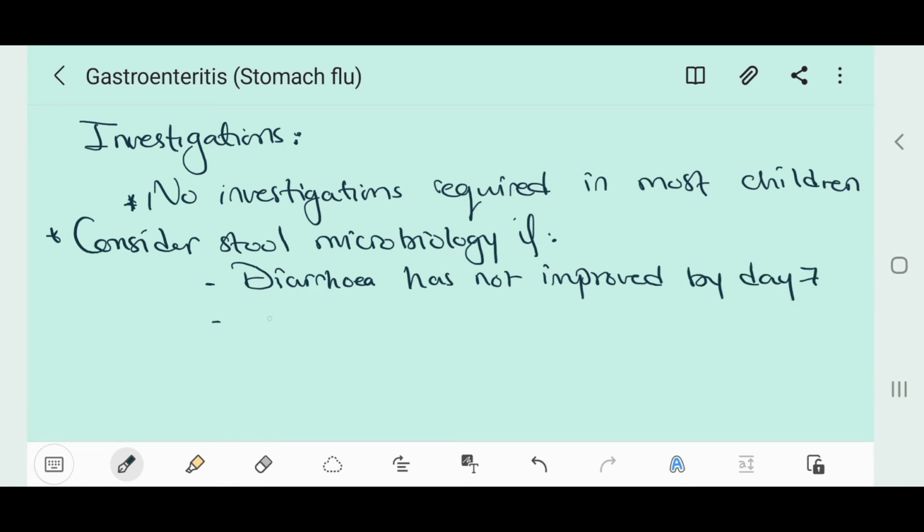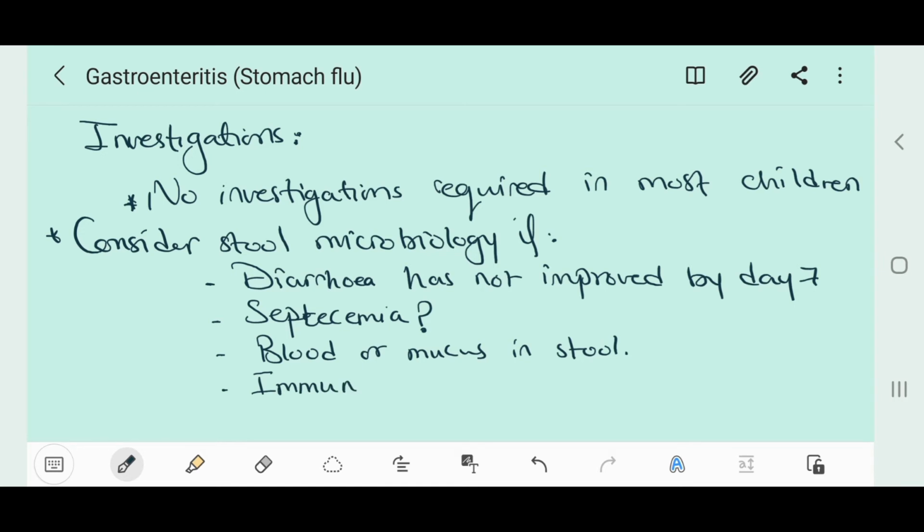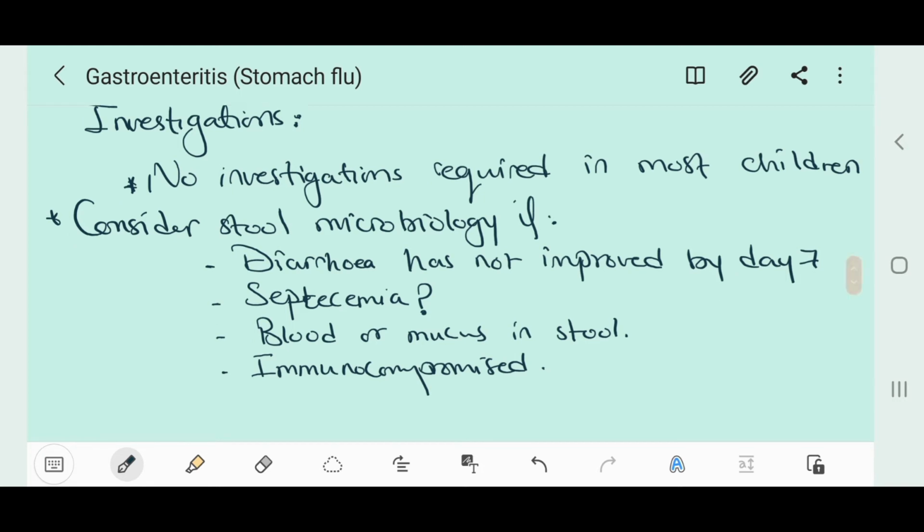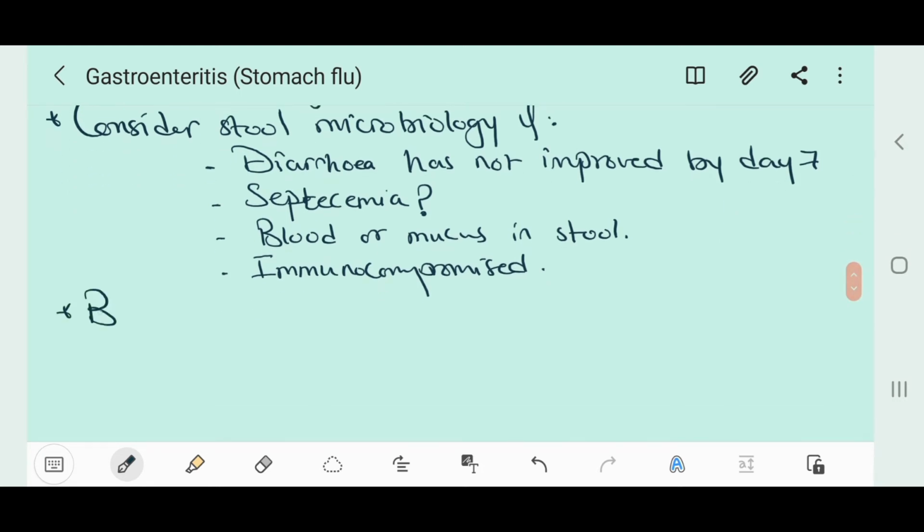We can consider stool microbiology if the diarrhea has not improved by day 7, particularly if the child has recently been abroad, or if we suspect septicemia, or if there is blood and or mucus in the stool, particularly if protracted or the child is systemically unwell, if the child is immunocompromised. So these are the cases where we order stool microbiology.